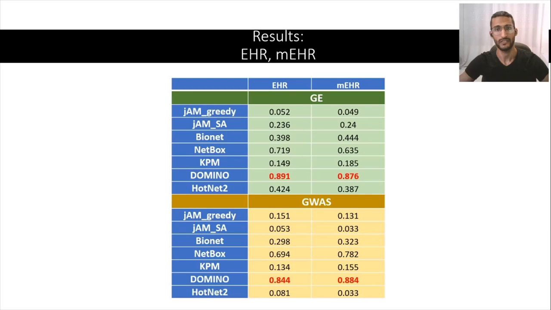So in the main benchmark, Domino excelled in the EHR and the MEHR criteria on both gene expression and GWAS datasets. These results show that we can use Domino even without correcting using the EMP procedure when the computational resources are limited.